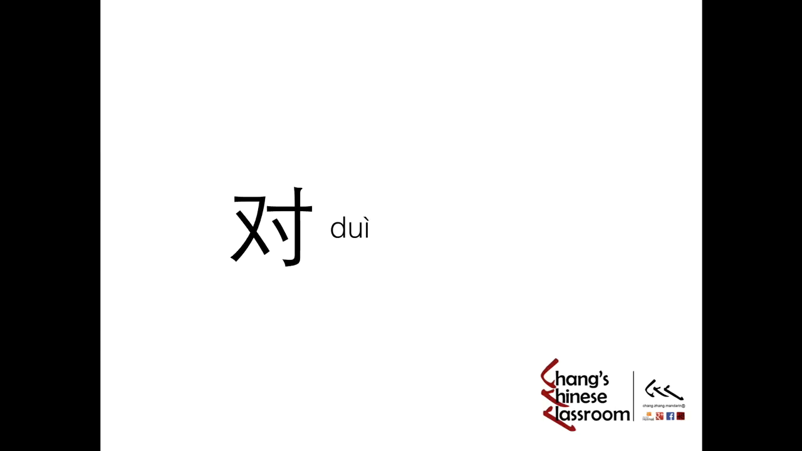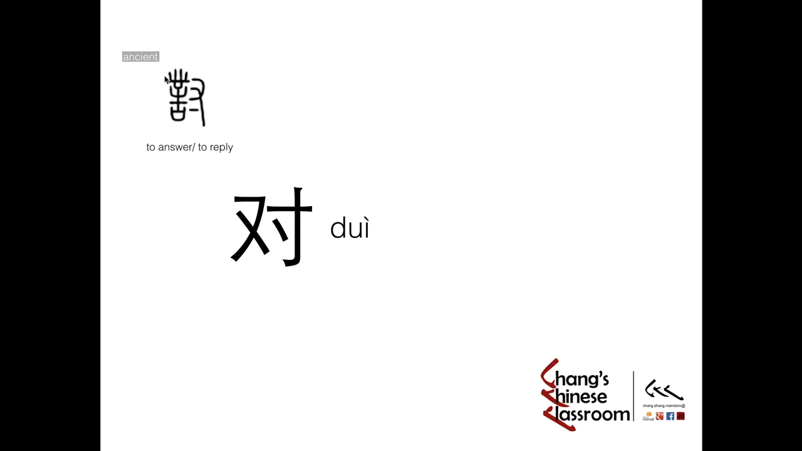对. Alright, the original version of this character looks like this. The right part stays the same and the left part is actually a bunch of grass. The original meaning of this character is to answer or to reply.